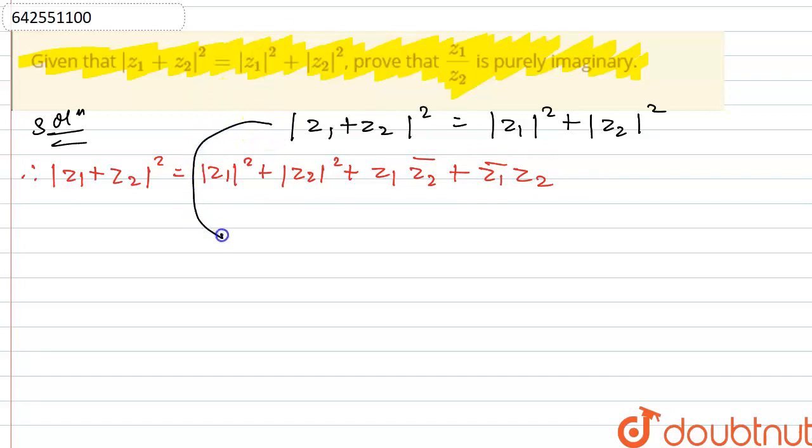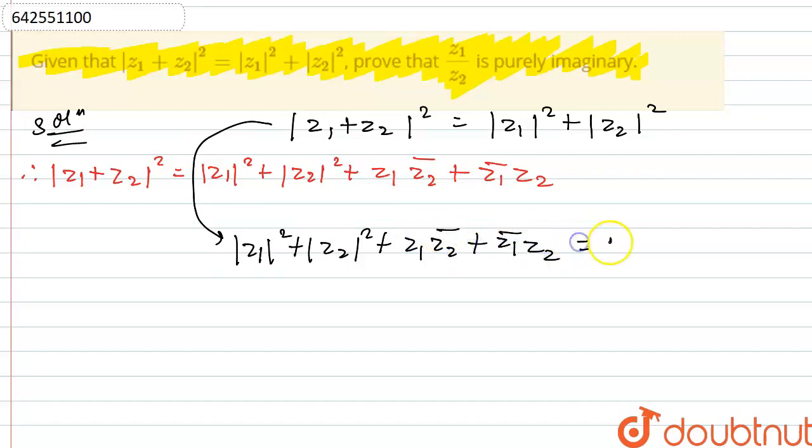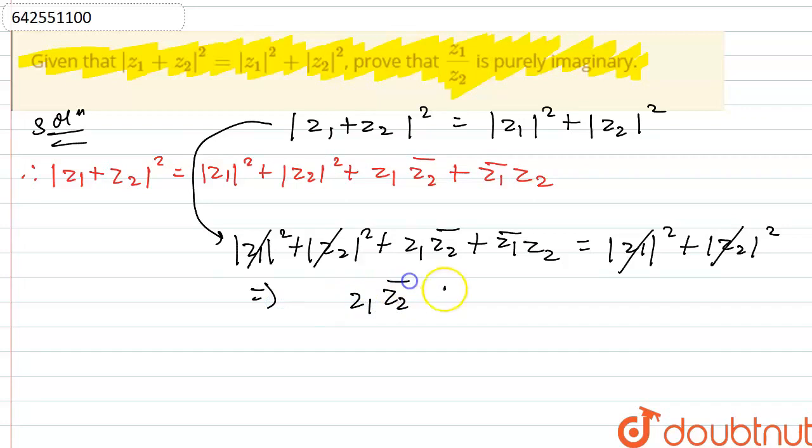So from here we write this as mod z1 square plus mod z2 square plus z1 z2 bar plus z1 bar z2, and this will become equal to mod z1 square plus mod z2 square. Now this mod z1 square and mod z2 square from both the left hand side and right hand side will cancel each other. So what we'll get is z1 z2 bar plus z1 bar z2 is equal to 0.